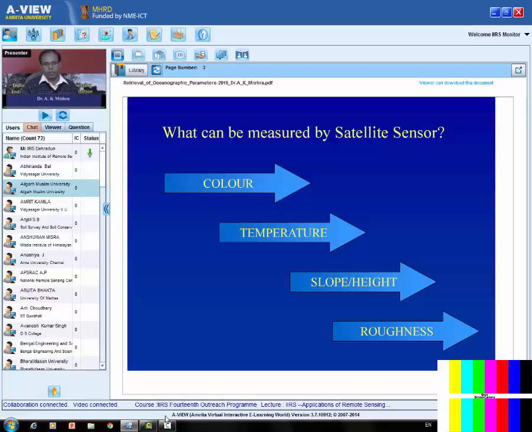And the roughness of the sea surface also can be obtained by the synthetic aperture radar, scatterometer, as well as from altimeter data. These four parameters provide a lot of information about the ocean. I will be discussing all these four components with examples.